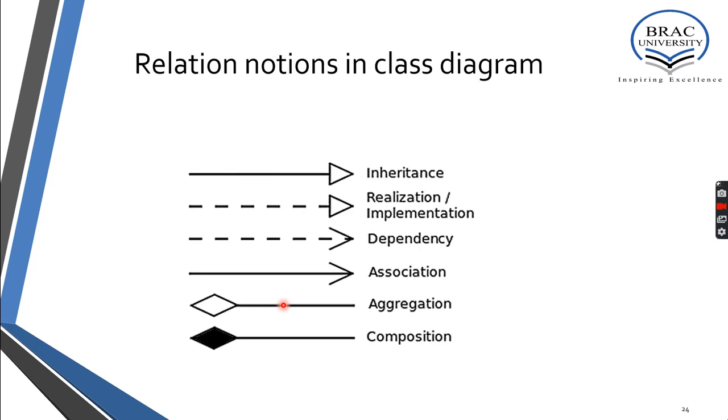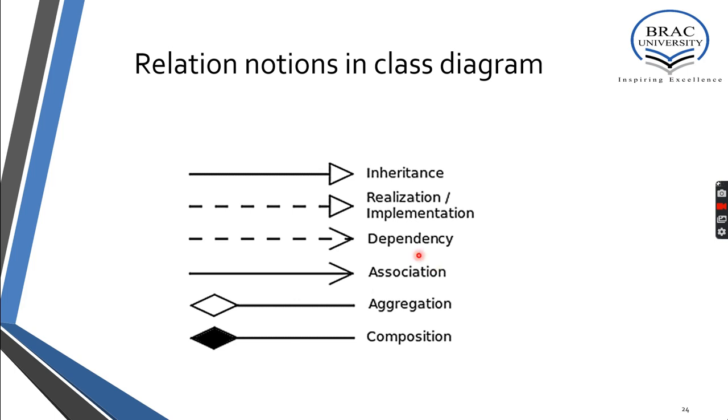Now the relationship or relation notations in the class diagram. There are lots of relations that can be mentioned in a class diagram. For example, the generalization or the inheritance can be represented by the hollow triangle pointing towards the parent. Then the realization or implementation. If we have some interface, then we need to draw that implementation. An interface should be implemented by some class.